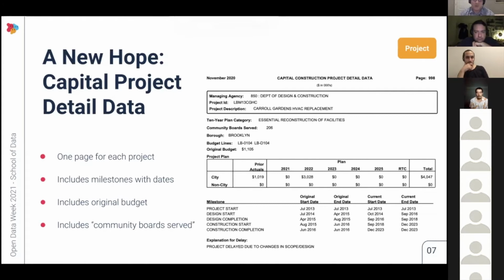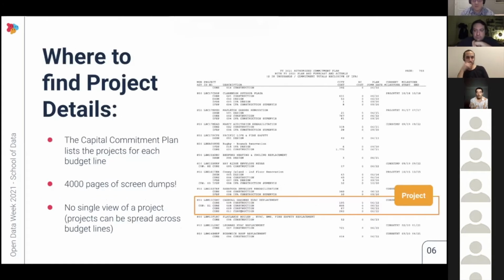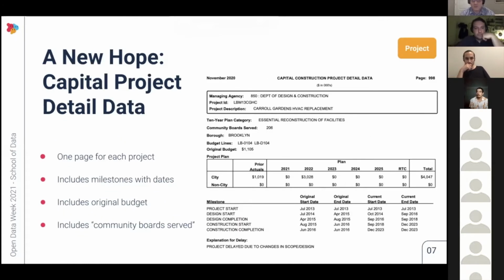So we have 1 page for each project. Here's the same project that was listed in the screen dump that was a little hard to read: the Carroll Gardens HVAC replacement is now shown here. So this is the same project. You can see the project ID has a nice little alphanumeric code, LBM 13CGHC. But this has lots of goodies in it and it's much better formatted.